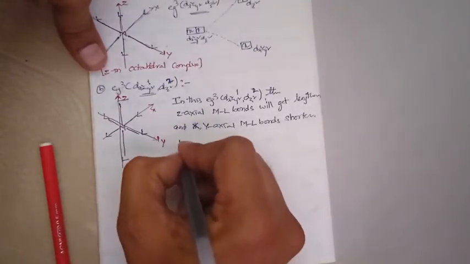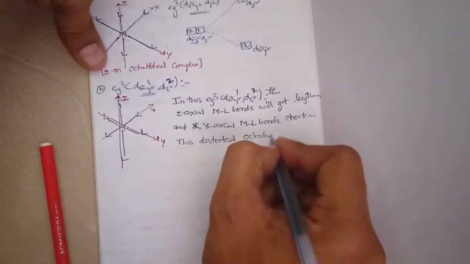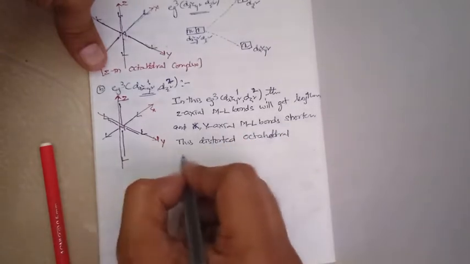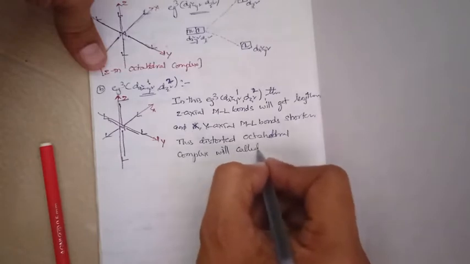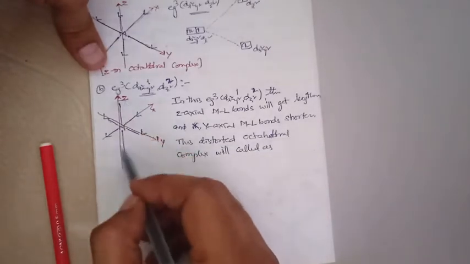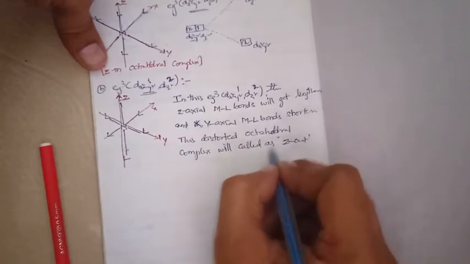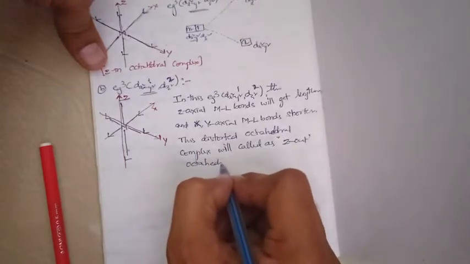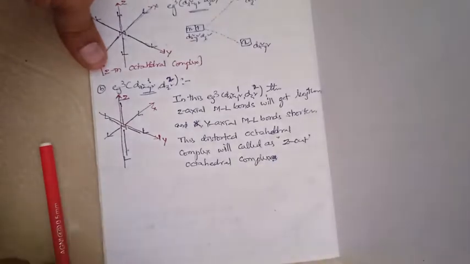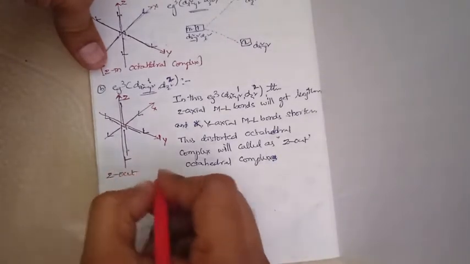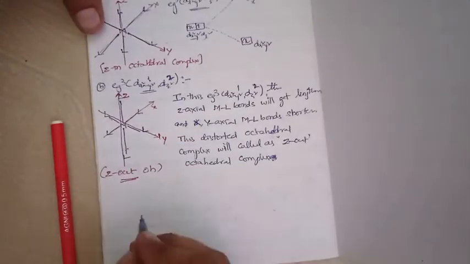Right. This distorted octahedral complex will be called, since the Z oriented ligands are lengthened, Z out octahedral complex. Right, this will be Z out octahedral.